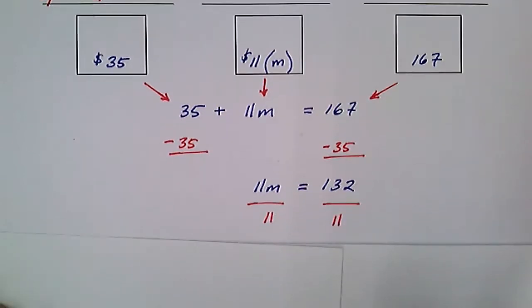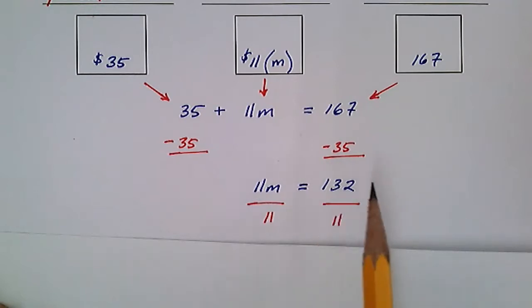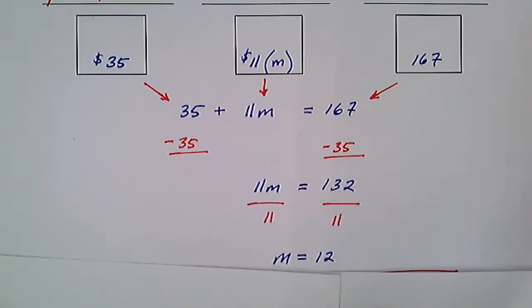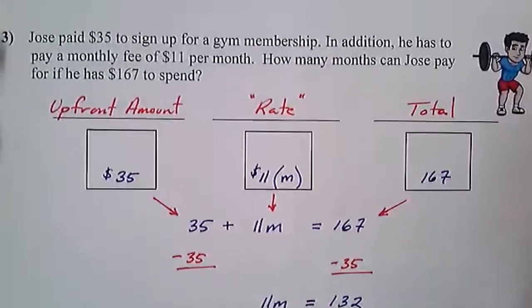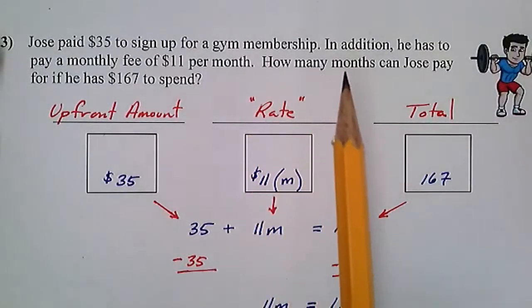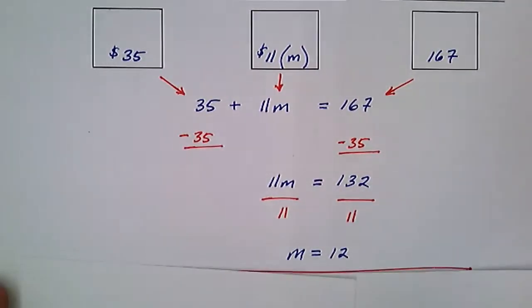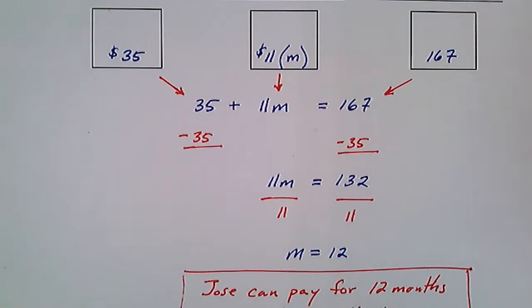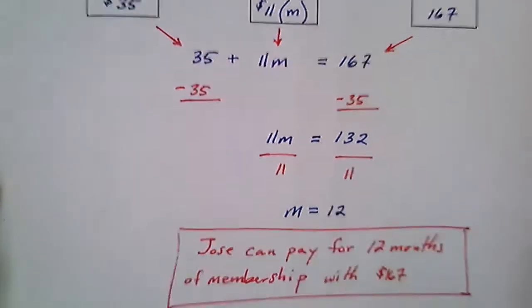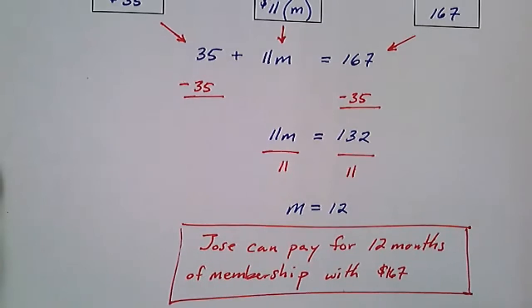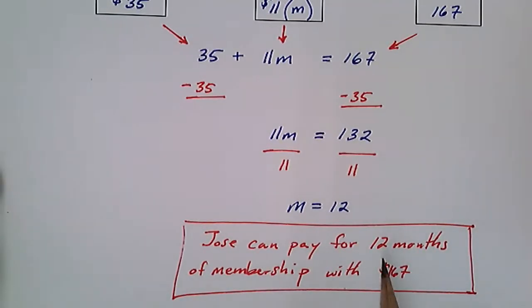And that's going to give us, hopefully you know your 11's times tables, 132 divided by 11 comes out to 12. Now, what is that 12? 12 power milkshakes? What's the 12 we were talking about? Well, if we go back and look at the beginning of the problem, we're trying to figure out how many months, right? So that 12 tells us the number of months. So our final answer would be Jose can pay for 12 months of membership with $167. So the final answer is 12 months of membership.